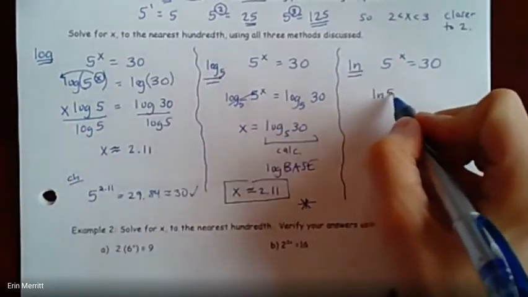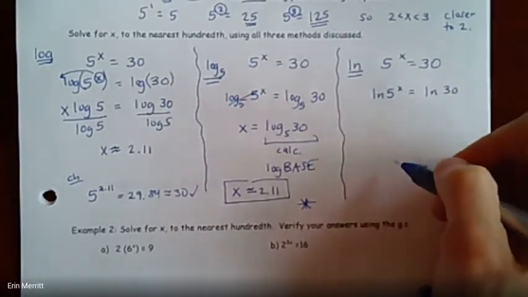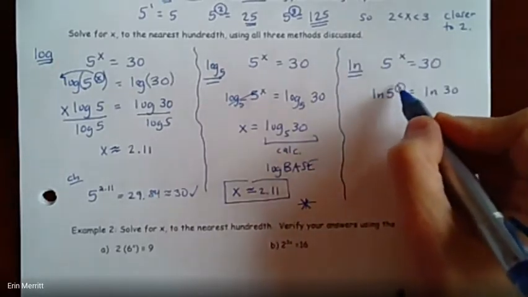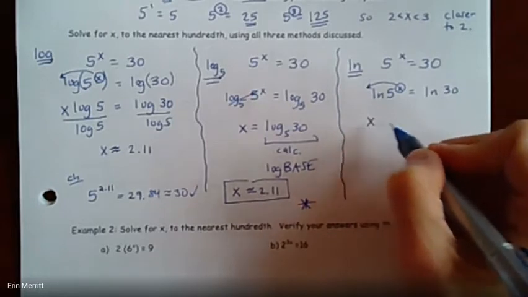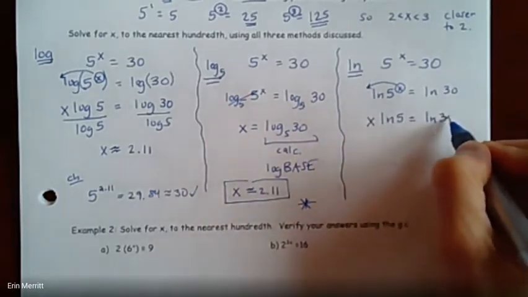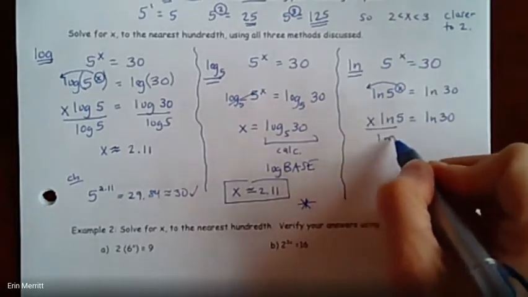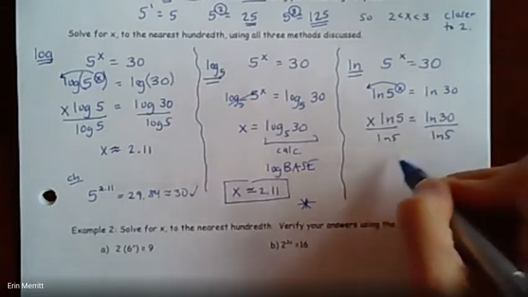So if I do that, I would do natural log of 5 to the x, natural log of 30, and then I would play the same game. I'm now allowed to take that exponent, drop it down, and I would have x times the natural log of 5 equals the natural log of 30. And then it's just x times some number. To get x alone, divide by the natural log, right?